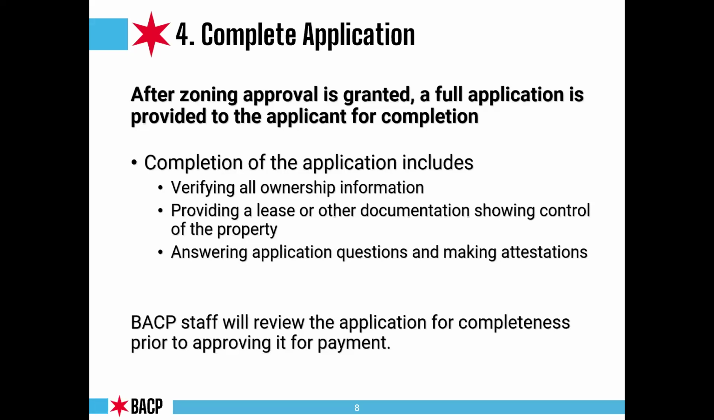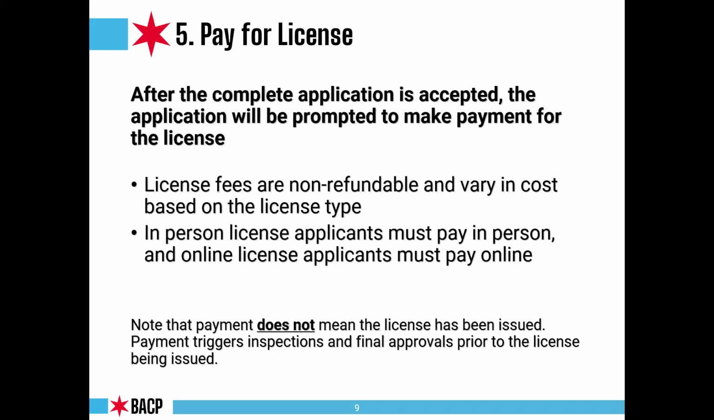So once the application is complete and it's been reviewed, a payment coupon will be generated. In essence, we'll give you a coupon that says you can go ahead and pay for your license. Payment can be made at the center. So if you're in person, you can make the payment here in the office, either on the same floor, or you can go downstairs to the clerk's office here at City Hall. And if you're doing the application online, then you would just process payment there.